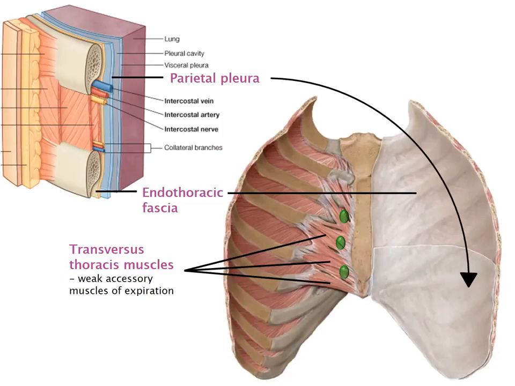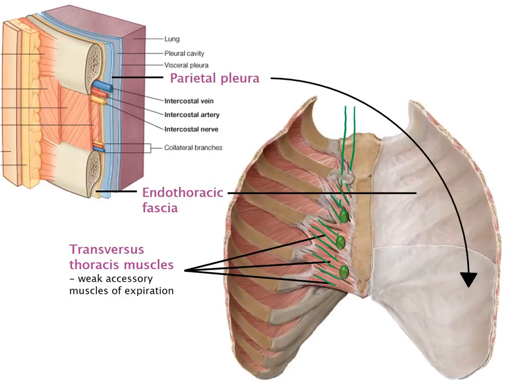When you remove the chest plate and turn it around to look at the deep surface, you'll visualize the transversus thoracis muscles. These muscles radiate outward from the sternum and attach near the costochondral junctions. The transversus thoracis muscles are weak muscles of expiration, and they also anchor the internal thoracic vessels to the chest wall. So here I'll draw in the internal thoracic artery.